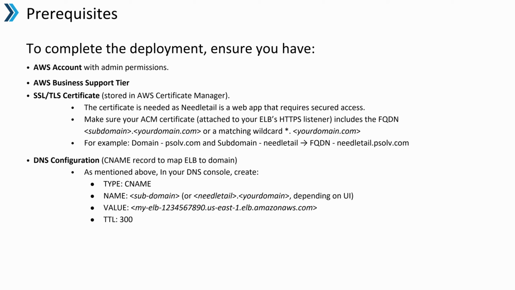Make sure you have access to an AWS account with administrator permissions. You'll also need the AWS Business Support tier. To ensure secure access to the Needletail web application, a properly configured SSL certificate is required. This certificate should include either the fully qualified domain name or a matching wildcard domain, along with the appropriate DNS configurations in your DNS console.